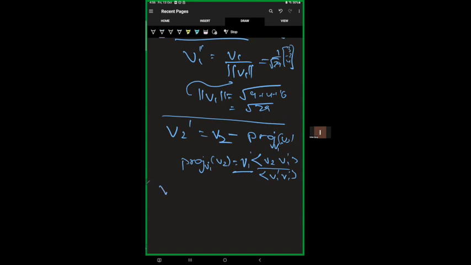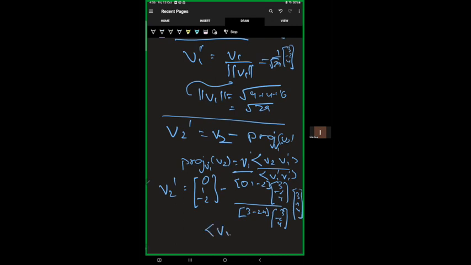So effectively v2 dash is equal to 0, 1, -2, minus, calculating the dot products, 0, 1, -2 with 3, -2, 4, divided by 3, -2, 4 with 3, -2, 4. And this is all along 3, -2, 4. Here we use the property that the dot product between two vectors v1 and v2 is calculated as v1 transpose v2 equal to v2 transpose v1.